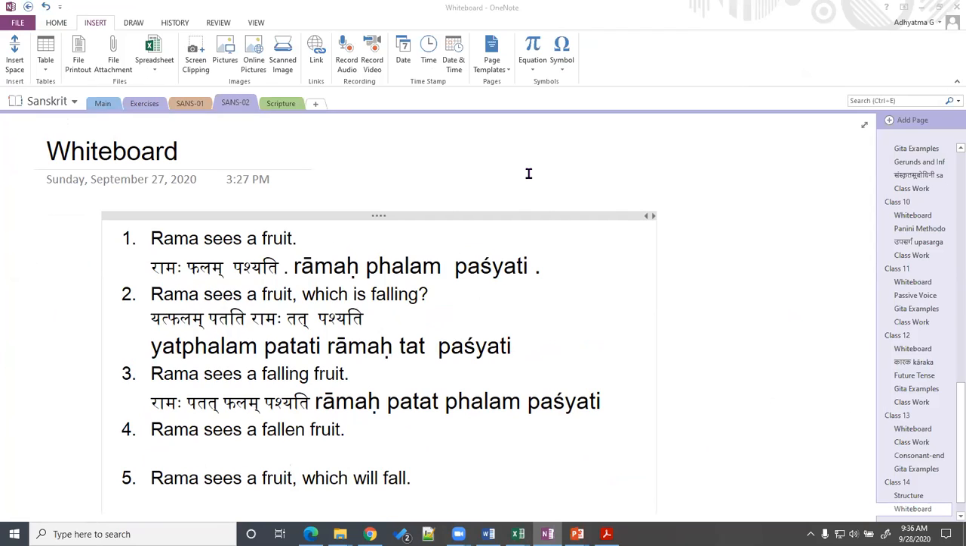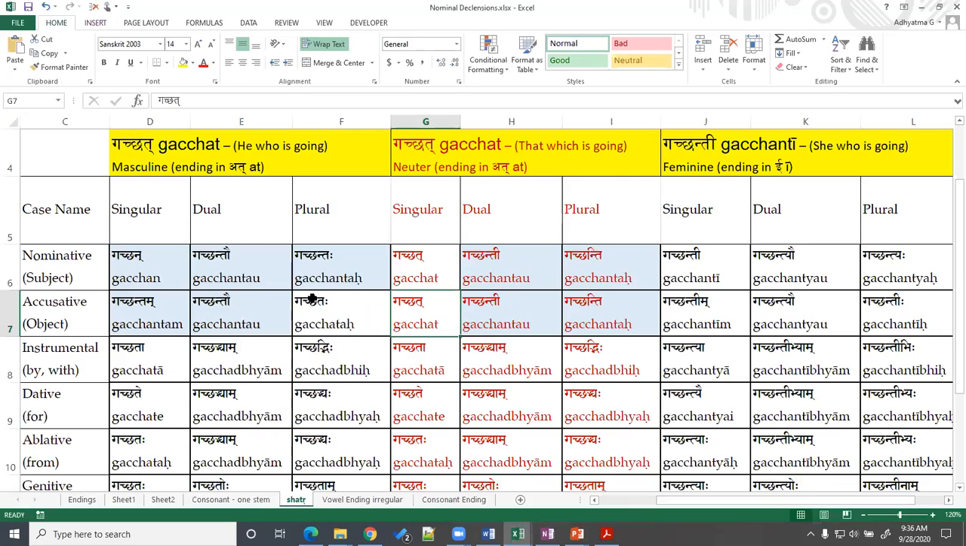So there is a question here: neuter and masculine base word is the same, gachat and gachat. The only one that changes is feminine. That's correct. Even though the base word in neuter and masculine is the same, the declensions are different in these four forms and here five. So only the nominative and accusative, the declensions are different. But in the feminine, the base word itself changes. So keep that in mind.